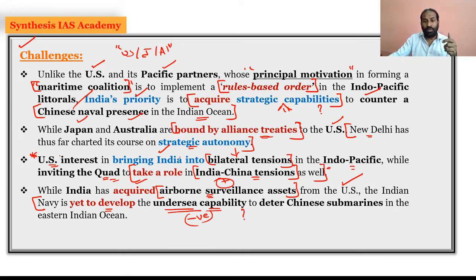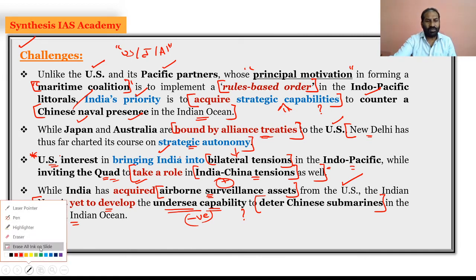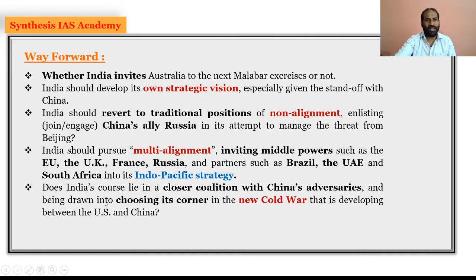Why do we need to develop them? To deter or counter the Chinese submarines which are in the Eastern Indian Ocean. When we are talking about the Eastern Indian Ocean, no doubt it is very close to the Andaman and Nicobar Islands. And that is what is crucial now. That is also a challenge to India: how will India meet or overcome these challenges?